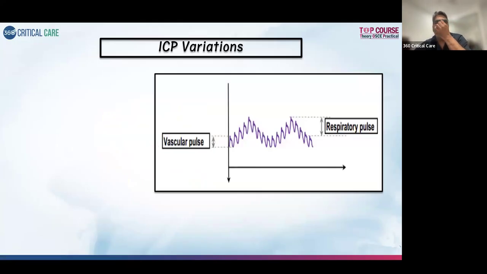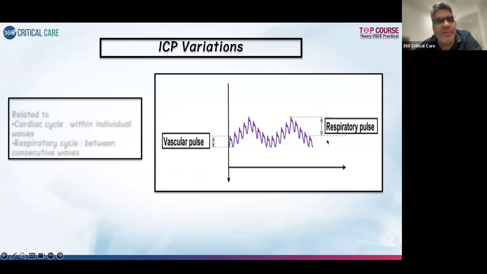There's something called a Lundberg wave. There is the usual respiratory variation in each individual waveform. So this is one waveform, P1, P2, P3 in each one of them. And there is the usual respiratory variation with the respiratory cycle. The waveform goes up and down, similar to the arterial waveform.